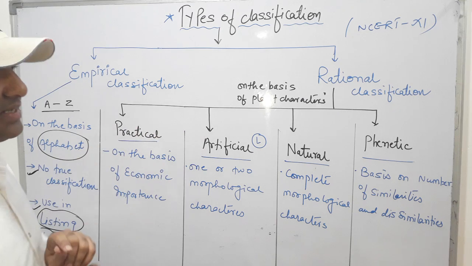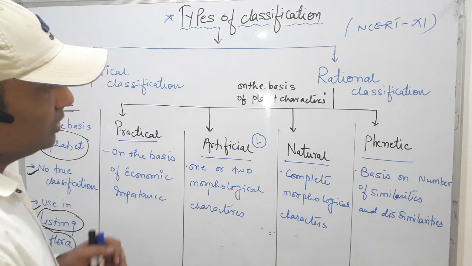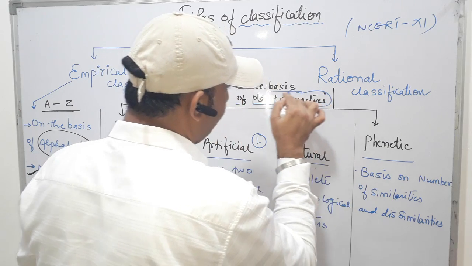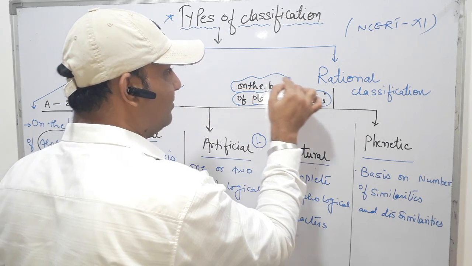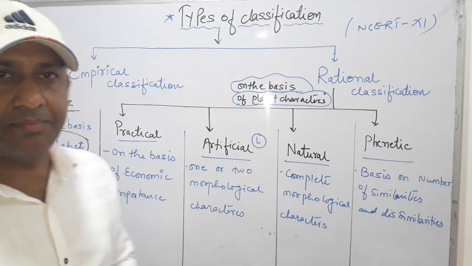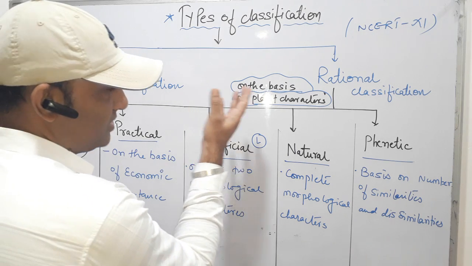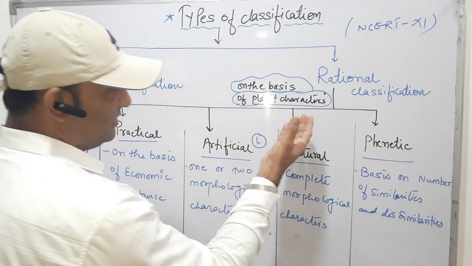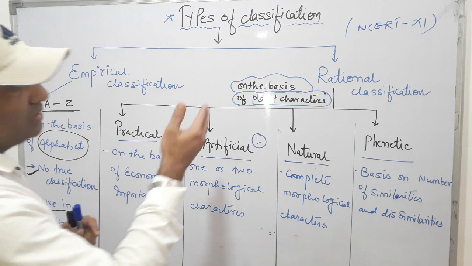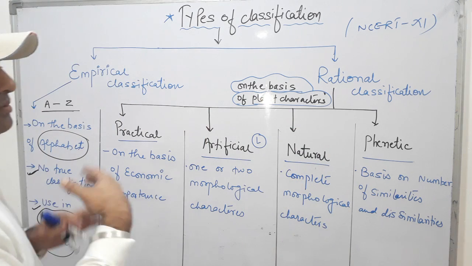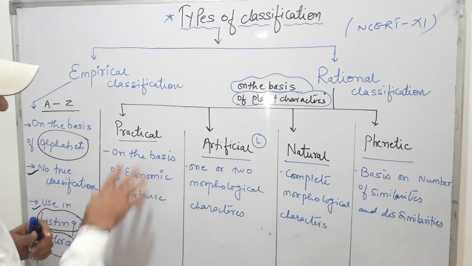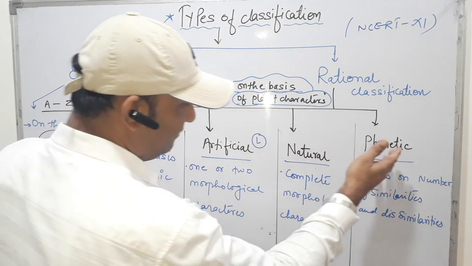Now rational classification is somewhat true because it is on the basis of plant characters, few or all plant characters. Plant characters mean the types of flower, the number of stamens and then carpels. So these are the plant characters, which are morphological characters. So rational classification is comparatively better than the empirical classification. Now this rational classification is further divided on the basis of use of the morphological characters into practical, artificial, natural and phonetic.